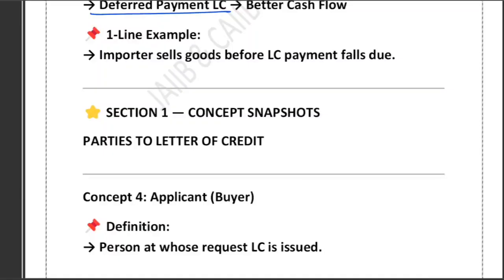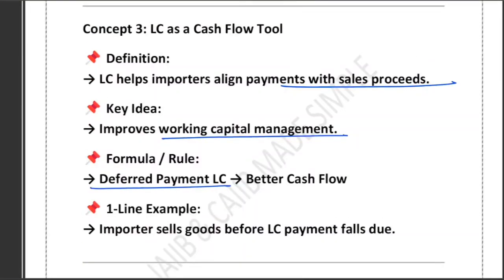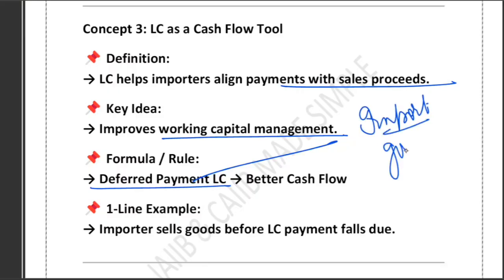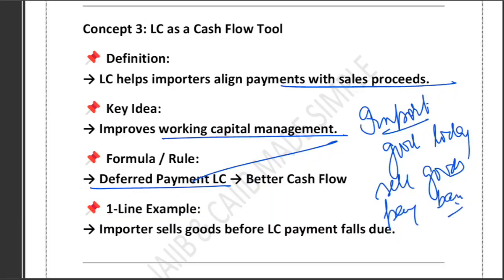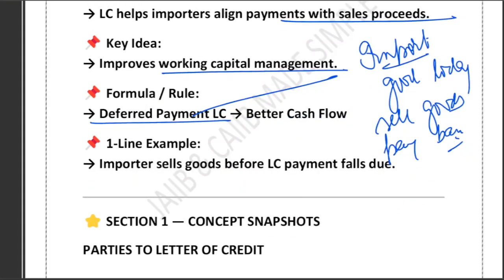The first party is the applicant, or you also call the buyer. Yes, just now I told you, LC as a cash flow tool. Which means by using deferred payment LC, the buyer or the importer gets the goods today. He sells the goods in his country and he pays the bank later. That's called deferred LC. Better cash flow happens. So the importer sells the goods first and then pays the LC when the due date comes.